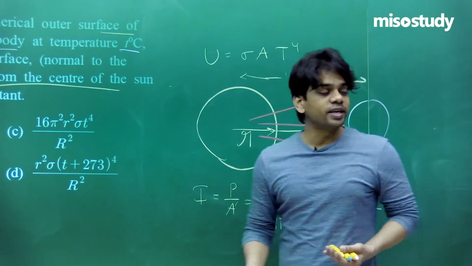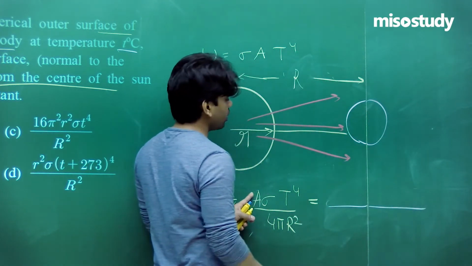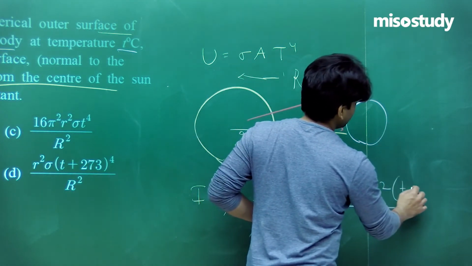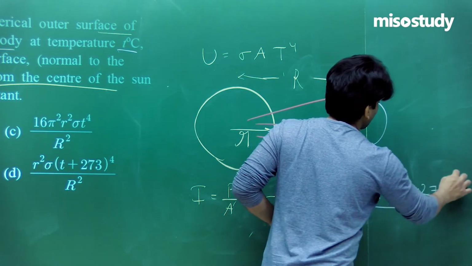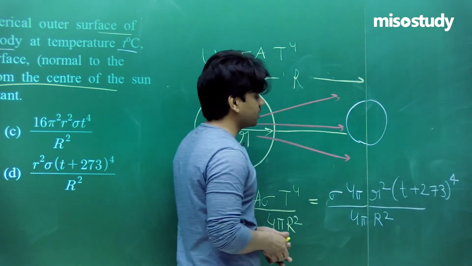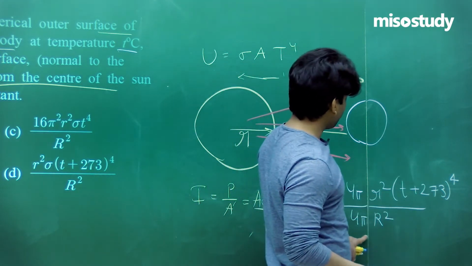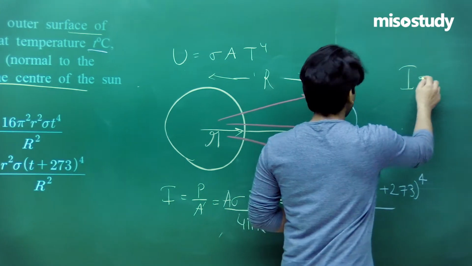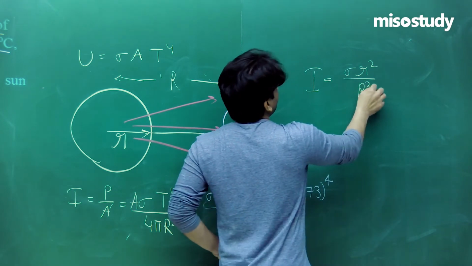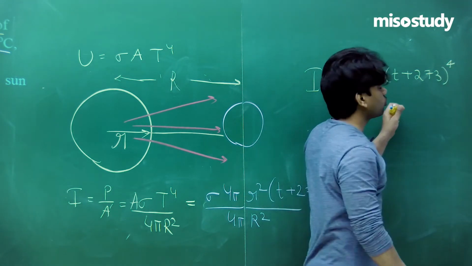After this, if we calculate, we will be getting sigma, the value of this area will be 4 pi small r square, and this T to the power 4, that is (T plus 273) to the power 4, divided by 4 pi capital R square. This is the value of intensity received at the earth's surface. So sigma into 4 pi r square by 4 pi R square, you will be getting I is equal to, 4 pi cancelled out, sigma small r square by capital R square, (T plus 273) to the power 4. This is what we are going to obtain.